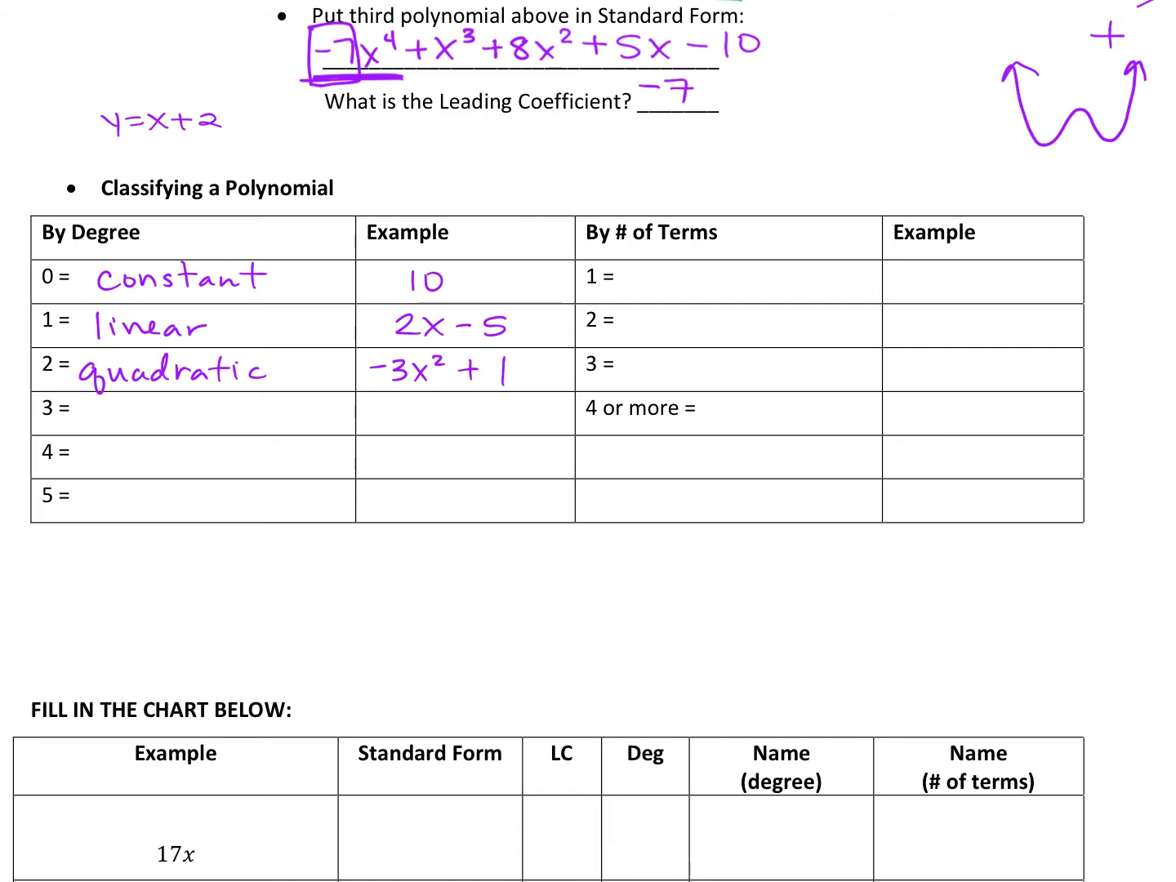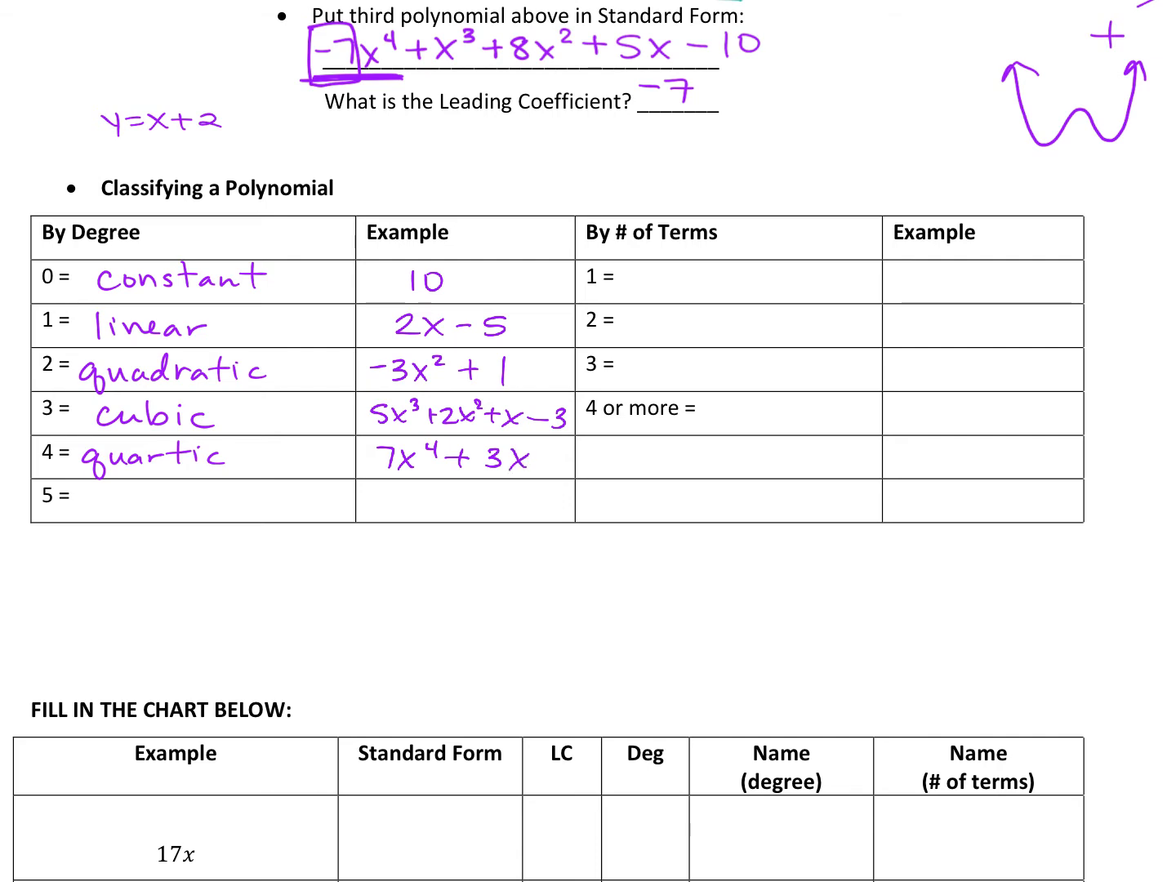A degree of 3 is called a cubic. So that would be like 5x cubed plus 2x squared plus x minus 3. That has a degree of 3. My biggest exponent is the 3, so that's cubic. Okay, and then 4 and 5 are probably new to you. Quartic is like 7x to the 4th plus 3x. That would be a quartic.